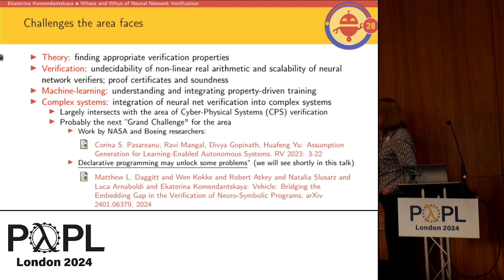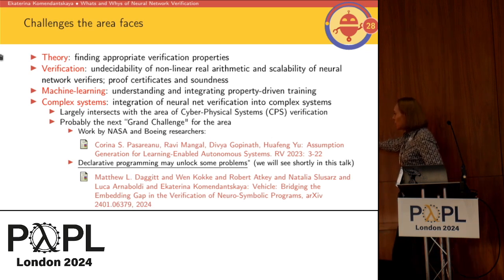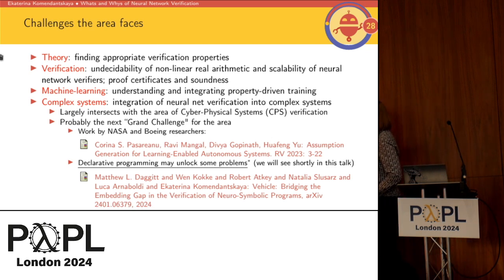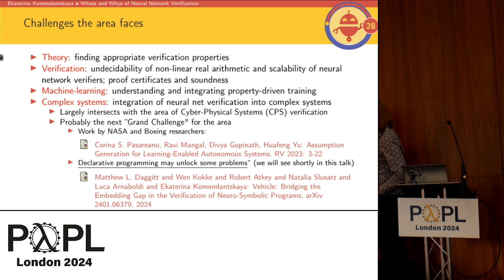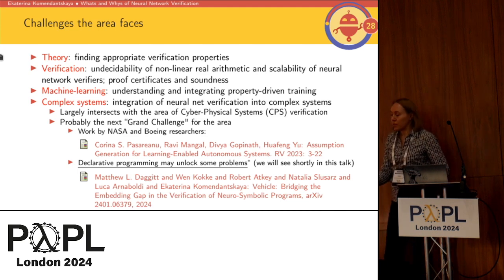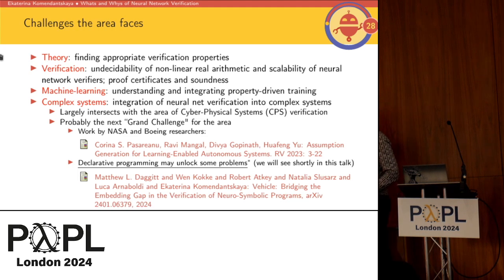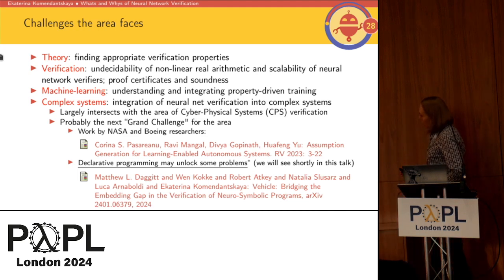From time to time, like in the previous year in CAV and RV, there were a few talks by NASA and Boeing researchers trying to do something about these complex systems that have neural nets. And in our opinion, declarative programming may probably unlock some of the problems here. We will see shortly an example that hopefully will prove the point. In fact, maybe that will be the most useful application of declarative languages in this domain.